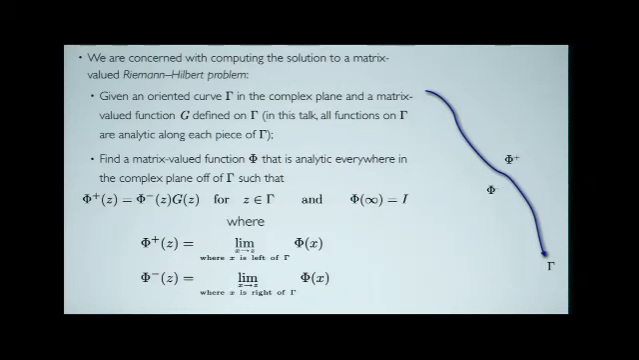So we're given some curve, let's say gamma in the complex plane, and we're given a function g, which happens to be matrix valued along this curve. And we want to find a function phi which is analytic everywhere except on the curve itself, so it has a branch cut on the curve, but it has limits from the left, so phi plus, and limits from the right. And we want this function phi to have this jump relation. So we want the limit from the left to equal the limit from the right times our given function g.